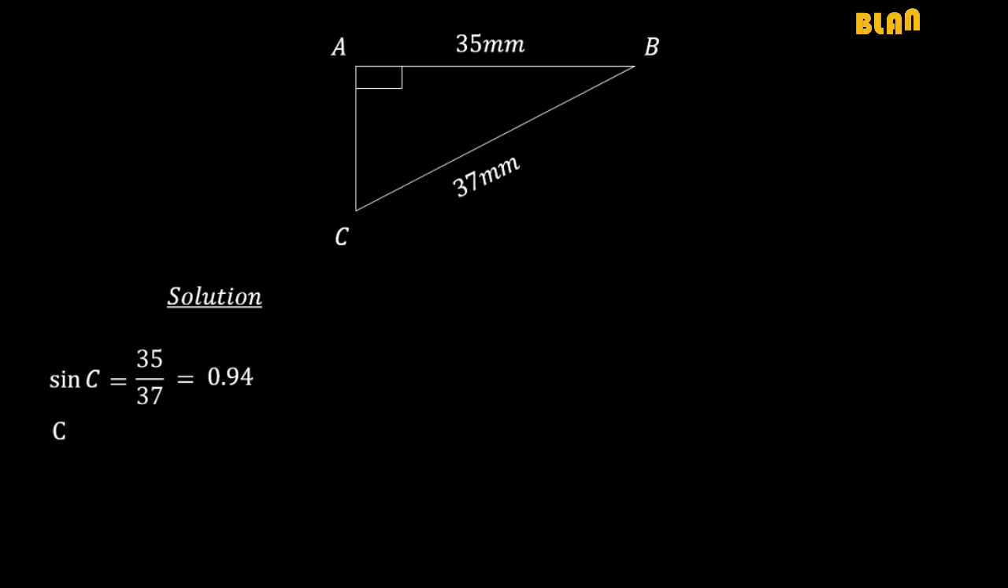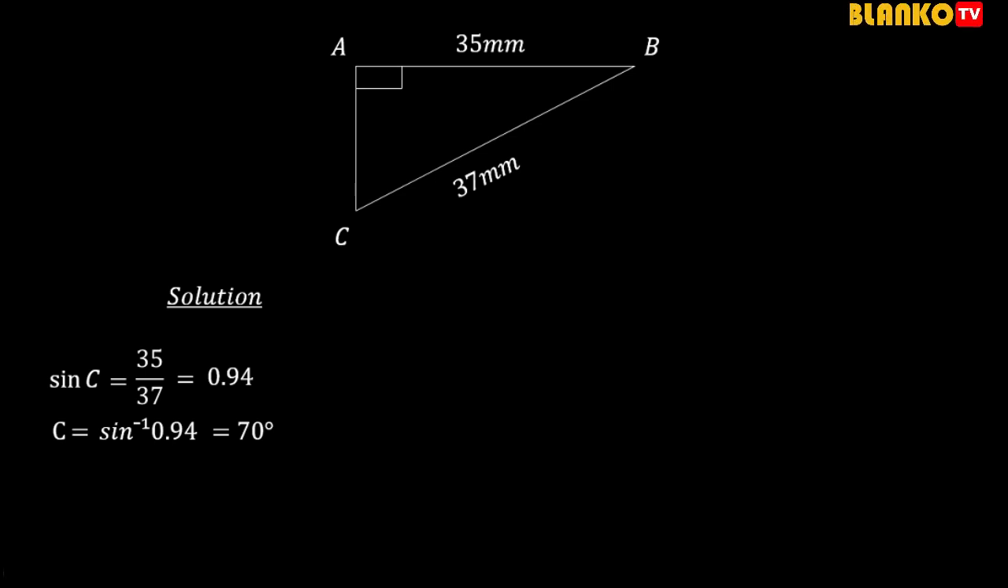So now C is equal to the sine inverse of 0.94, and that is going to be 70 degrees. So now the angle on point C is 70 degrees. I hope you understand.